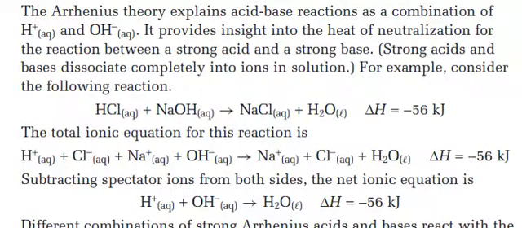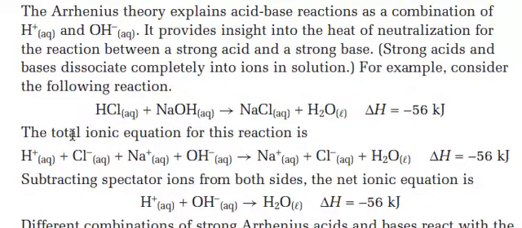For example, let's consider HCl plus NaOH. Both of them are a strong acid and a strong base. It's going to give us NaCl plus H2O. So that's typically a neutralization reaction between a strong acid and a strong base, and that's the delta H of reaction, which is negative 56 kilojoules.